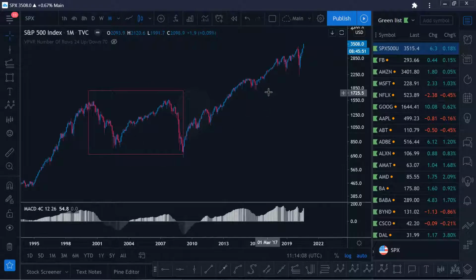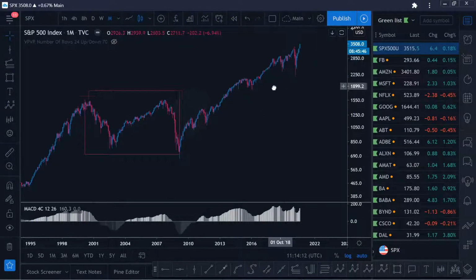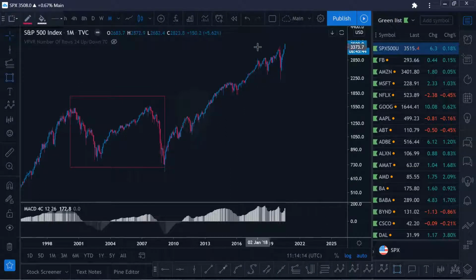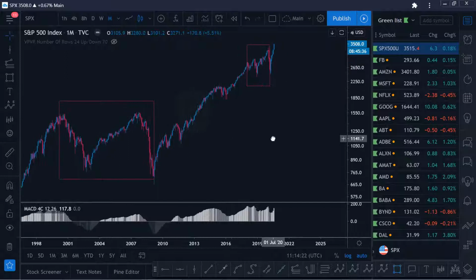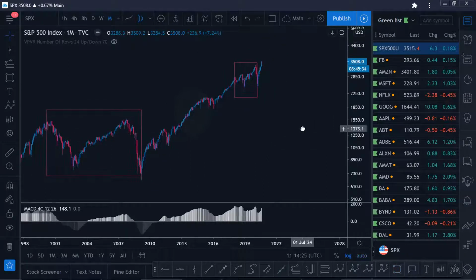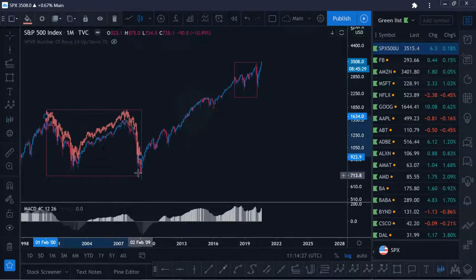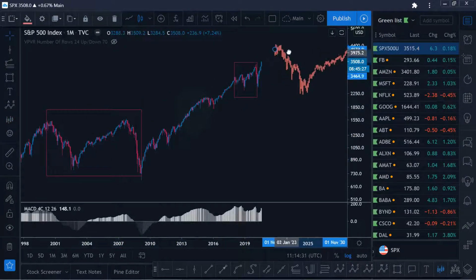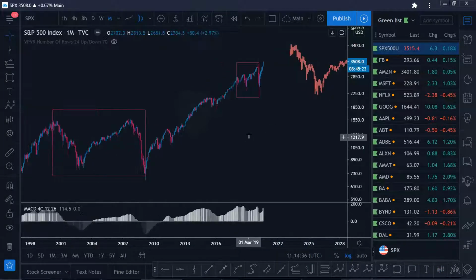And I say that because what we see in the previous correction that we had heading into COVID, as you can see, that's a lower degree correction in comparison to that, which means we haven't had our larger correction that we should expect moving forward. So I'm just going to copy this correction just to show you what to expect from the S&P over the coming years whenever it decides that it's had enough and it is time to turn around.